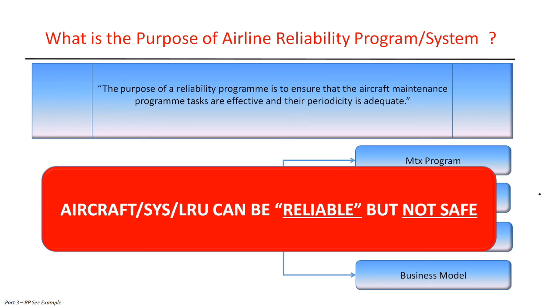But I would like to again remind you. I gave you this statement, but I'm repeating it now again. Aircraft system LRU can be reliable but not safe. So aircraft can be reliable but not safe. So we have to be very careful. Safety is always first.